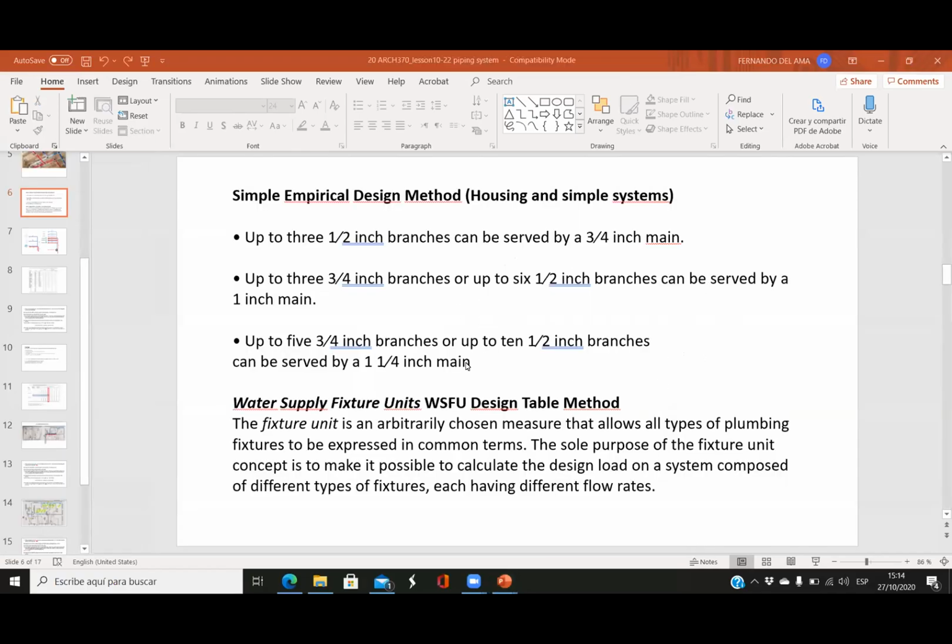Okay, I'm recording now. So the water supply fixture unit, we know what this is. It's just a measure to quantify the amount of water that we have in each fixture. We have toilets, sinks, and that's it. The sole purpose of a fixture unit concept is to make it possible to calculate the design load on a system composed of different types of fixtures, each having different flow rates. So yeah, this is the idea.